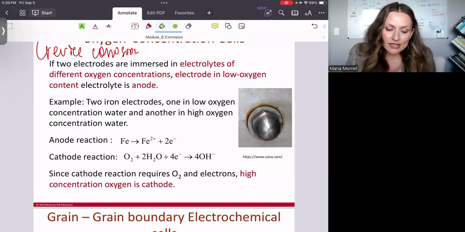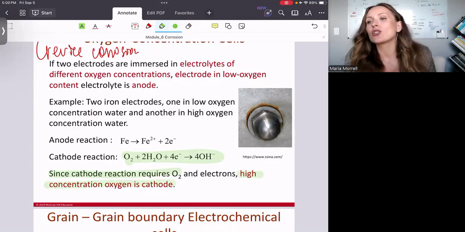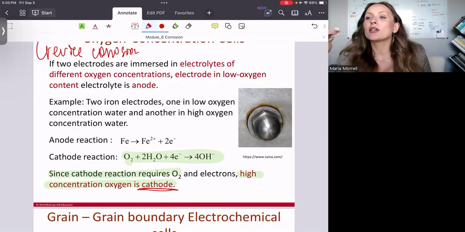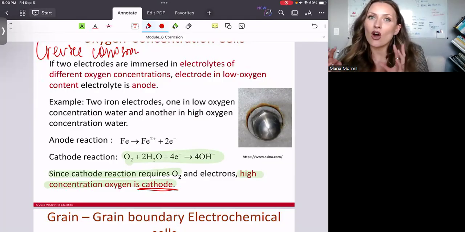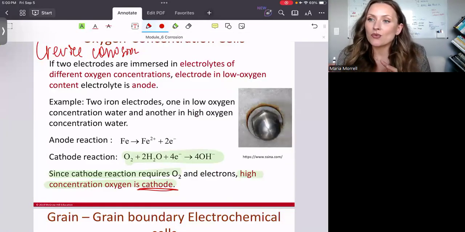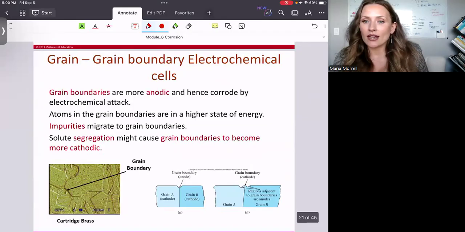So to summarize, since the cathode reaction requires oxygen and electrons, the high concentration of oxygen is the cathode, right? Please keep that in mind. Every single time I explain it to my students and give them an example, everybody else flips it. Everybody else, for some reason, assumes that oxygen is the problem, and that means corrosion. Oxygen is the problem. But corrosion happens where you have areas depleted of oxygen. So please remember that.